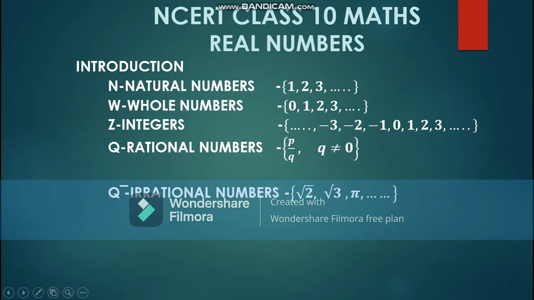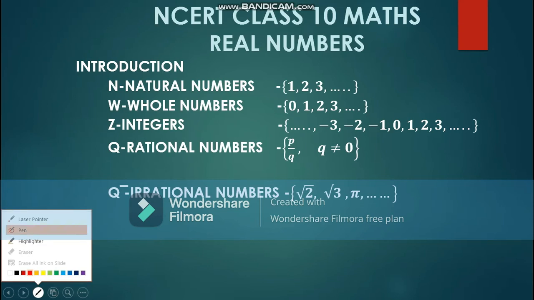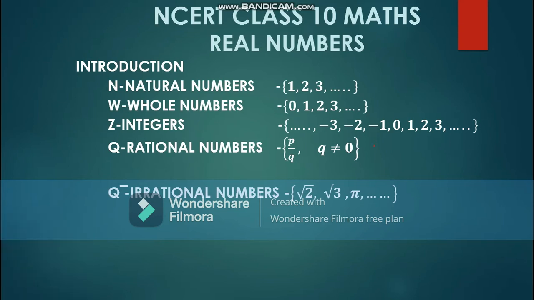So rational numbers can be written as 2 by 3, 6 by 7. These are all rational numbers which can be expressed as fractions. When we express numbers as fractions, they come under rational numbers. Next is irrational numbers. These root 2, root 3, pi cannot be expressed as fractions, so they are irrational numbers.